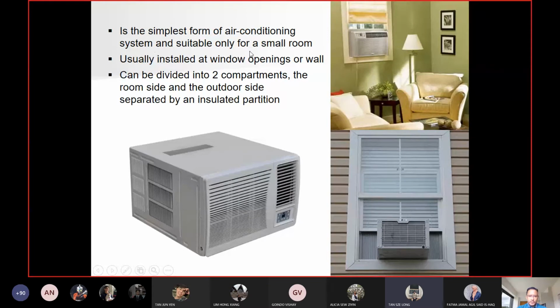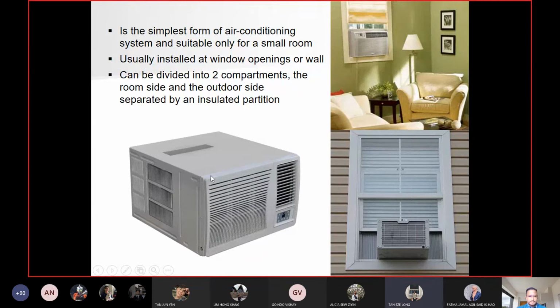Usually it is installed at a window opening or wall. If you have a window, you just plug it into the window opening, just like that. Or if you don't want to sacrifice your window, you need to make a hole in the wall, and then you put it in. But maybe that's a bit difficult to do, to make a hole in the wall.